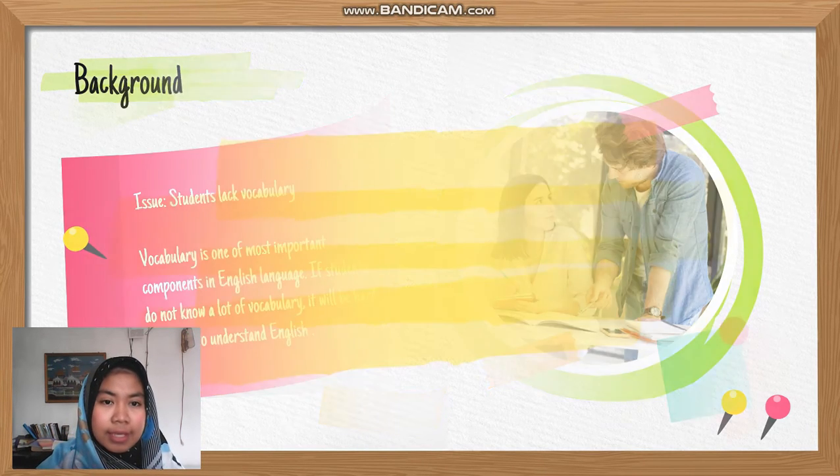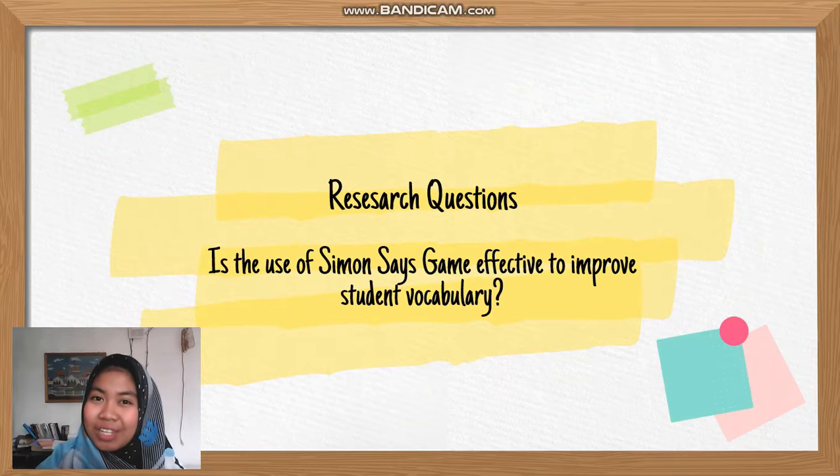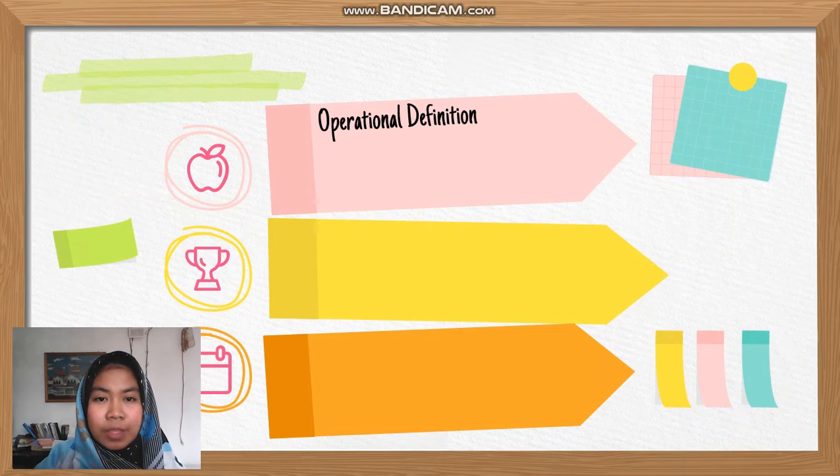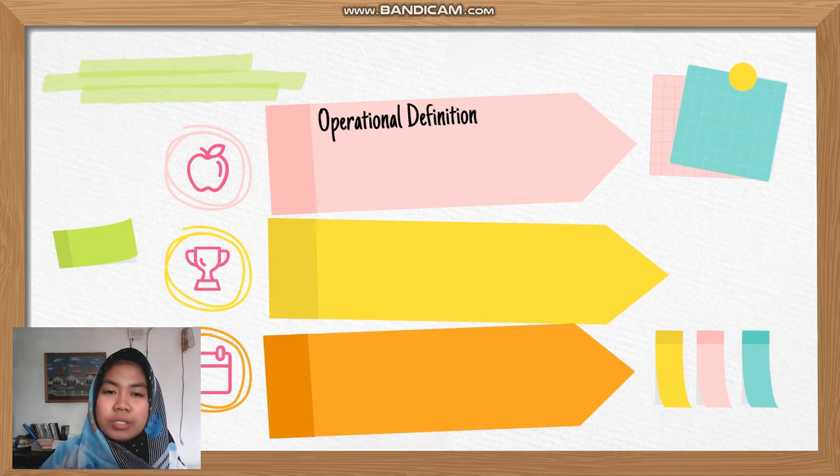And then next is the research question of this research proposal. Here is the research question. Is the use of Simon Says Game effective to improve students' vocabulary? It will be studied in this research. And next is the operational definition. Here in the operational definition, I will explain the variables in this research proposal.